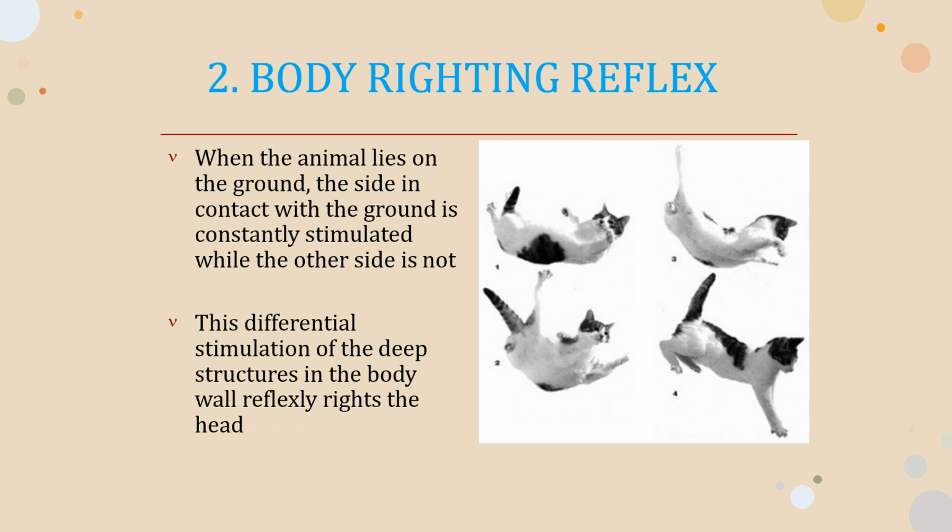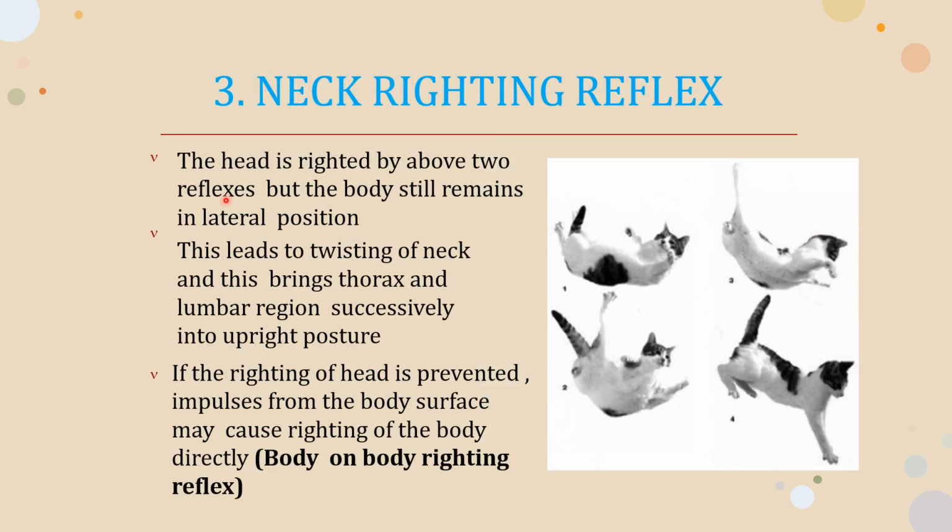So that is the body righting reflex. The head is righted by the above two reflexes, that is, head righting or labyrinthine righting and body righting reflex. But the body still remains in lateral position. So this leads to twisting of the neck, and this brings the thorax and lumbar regions successively into upright posture.